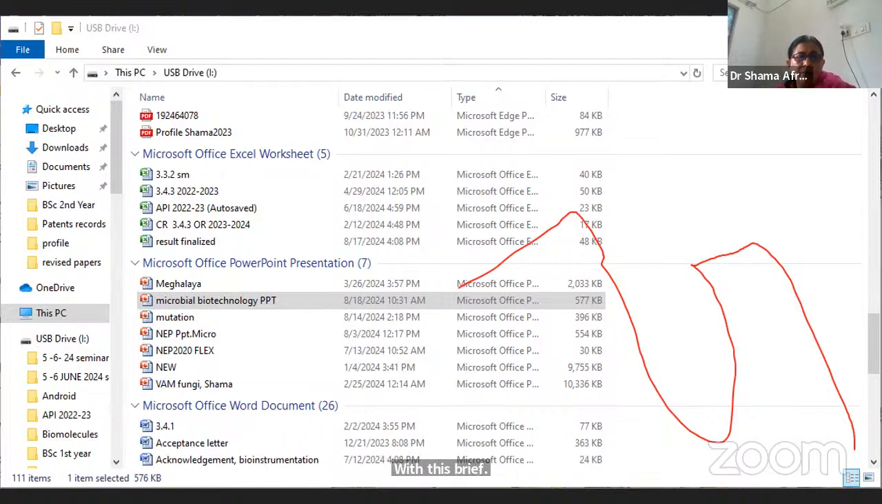With this brief introduction, I would like to move towards the topic: what are the examples of microbial biotechnology applications? They include the use of bacteria to produce antibiotics and other pharmaceuticals, the use of yeast to produce food and beverages, and the use of fungi to decompose organic matter in landfills.